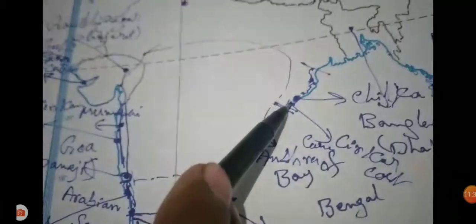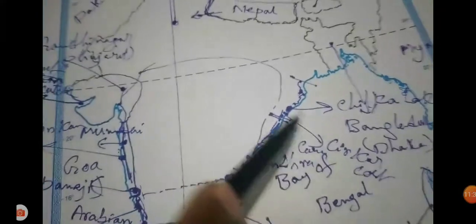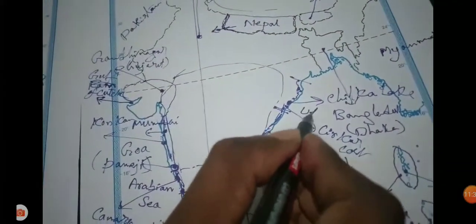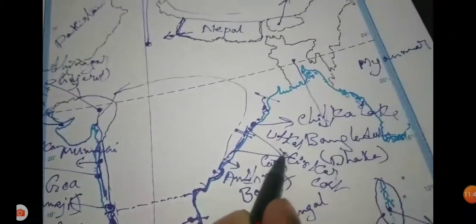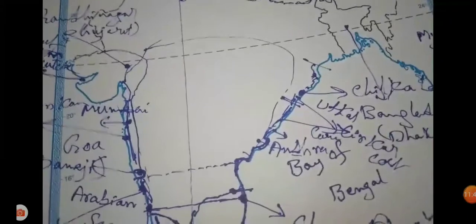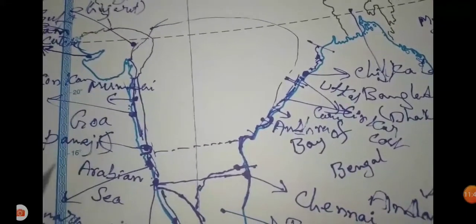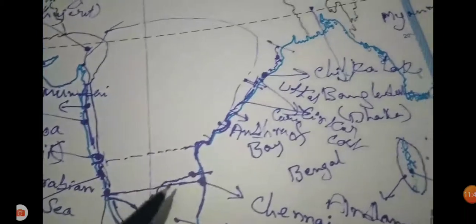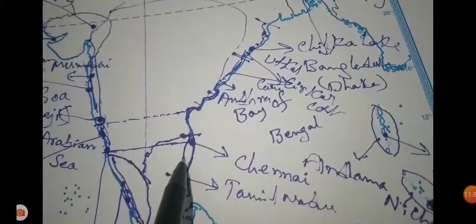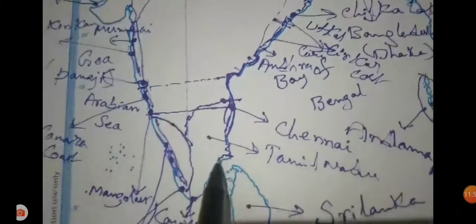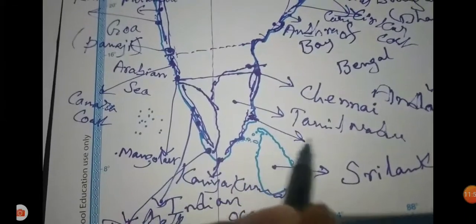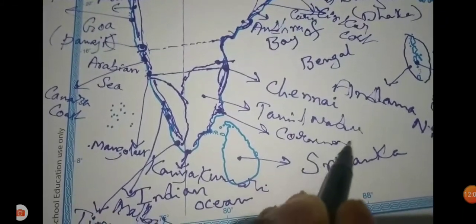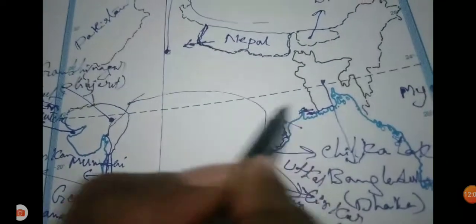The Odisha coast is also called the Utkal coast. The Andhra coast is also called the Sarkar coast. And the Tamil Nadu coastal region is the Coromandel coast. This entire West Bengal region is the Bengal coast.